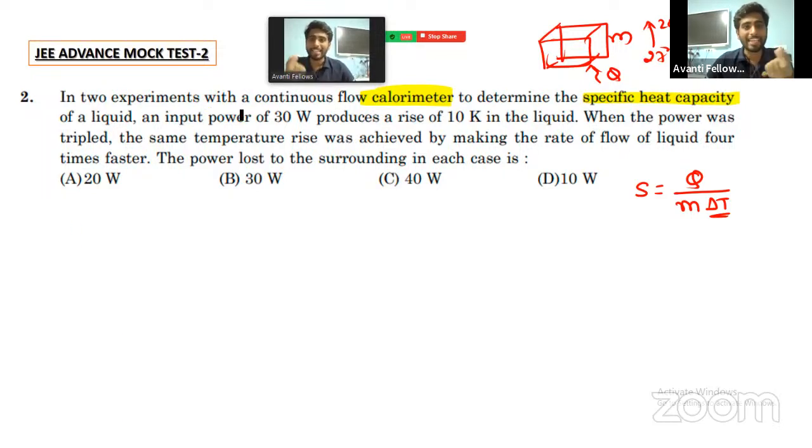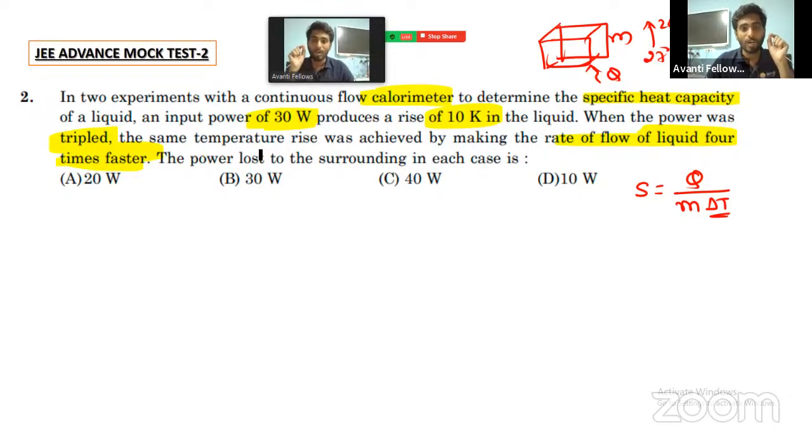To a liquid, the input power is 30 watt. Power has come here, let's listen carefully. It produces a rise in temperature of 10 Kelvin. When the power was tripled, I'm tripling the power, the same temperature rise was achieved by making the rate of flow of liquid 4 times faster. Rate of flow is a very important word which I'm highlighting in this question. These are the important words.